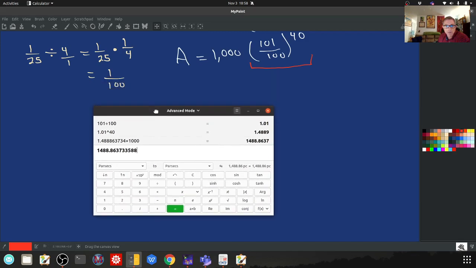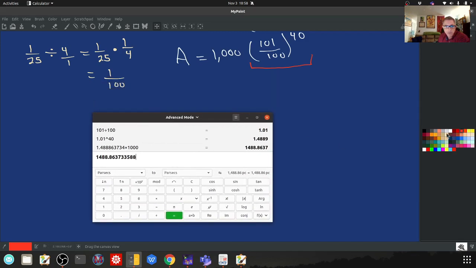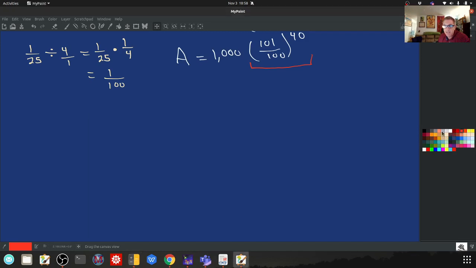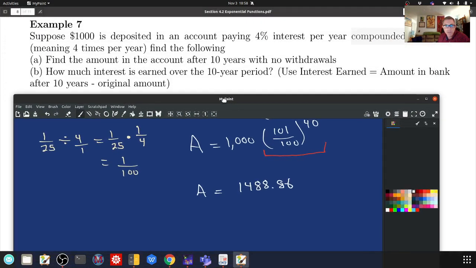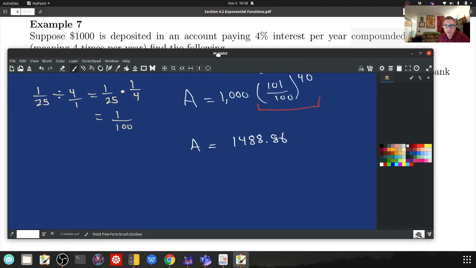So my amount is going to be $1,488.86. So my amount is equal to $1,488.86. So the question also asked, the second part, how much interest is earned over the 10-year period?